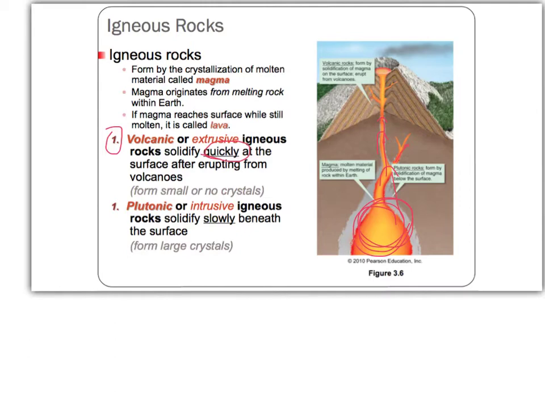Okay. So, the first type of igneous rock, volcanic: cooling at the surface, exposed to the air, rapid cooling, small crystals. That's as opposed to, and this should be a 2 here, plutonic rocks.